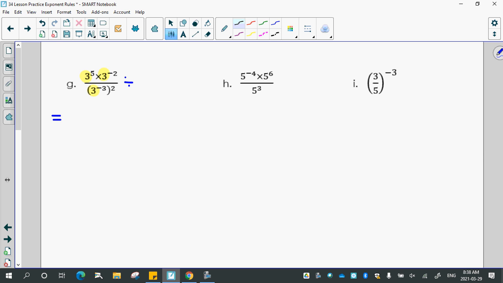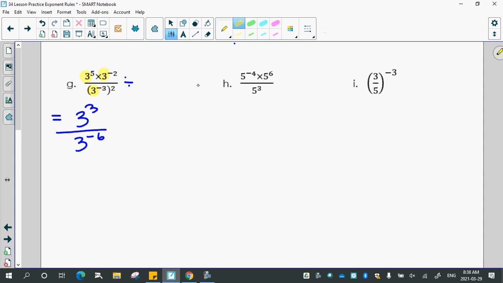So can I simplify the numerator using any of my exponent rules? Jack says yes. Which rule can I use? So you add the exponents. Good. So keep the base and add the exponents. Is there a rule to use that could simplify the denominator? Yep. Keep the base and multiply the exponents.